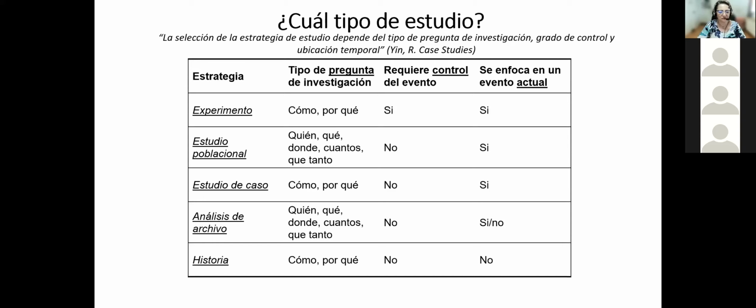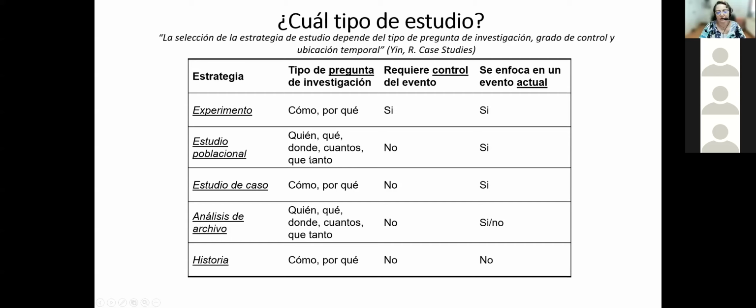You have experiments, population studies, case studies, archive analysis, and historical studies. But according to the question that you formulate, whether you control the event that you study or not, and whether it's focused on a current event, and the type of control that you have on the study variables, all that helps you understand what strategy you should use. For example, if I formulate how and why, and I can control the event, I can do an experimental design, especially if it's an intervention in a certain population. So here you can use an interventional study or experimental study.